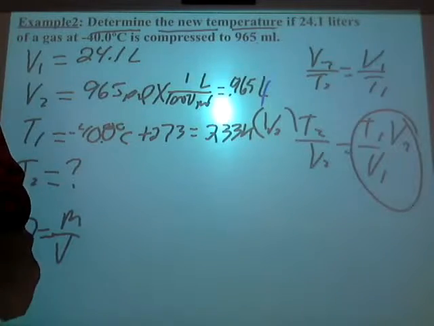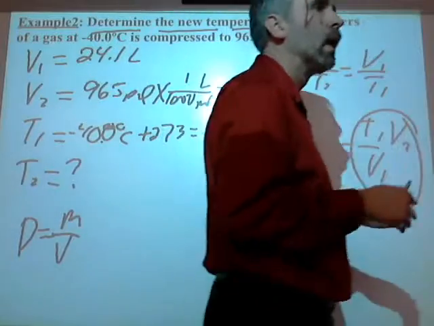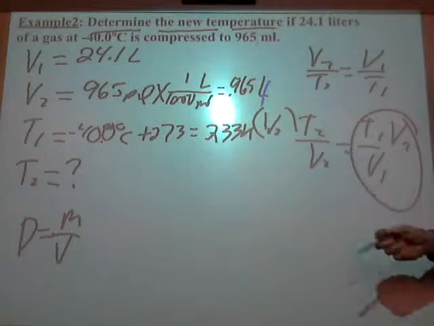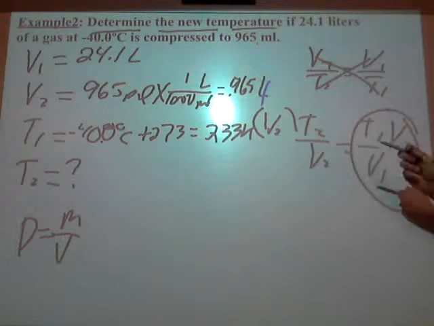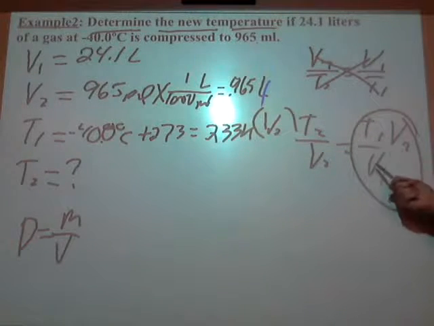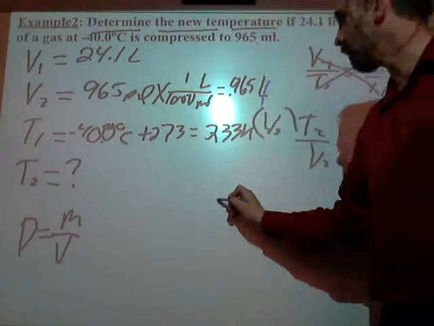I don't care. Here's my point. I don't care how you get it. I don't care if you use step-by-step rules of algebra to get it. I don't care if you cross-multiply to get it. I don't care if you flip them upside down and take the reciprocal of both sides to get it. But eventually, I want to see the equation, okay? Which is what? T1 V2 over V1, right? And then you got to plug your numbers in.